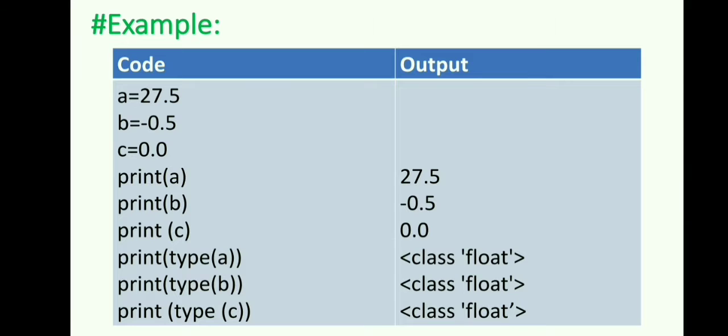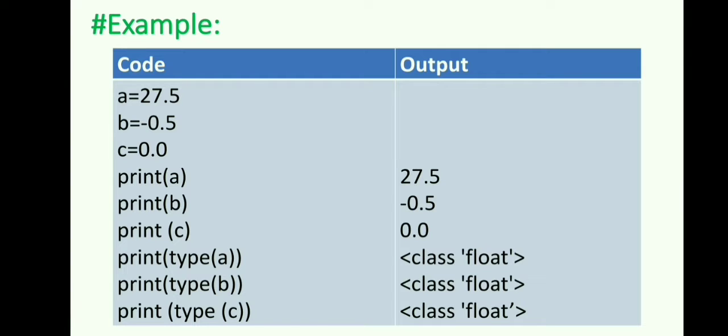Example. In this example, a floating point number 27.5 is assigned to the variable a. In the following statement, a floating point number minus 0.5 is assigned to the variable b. In the next statement, a floating point number 0.0 is assigned to the variable c. The following print statement, print a, will display the floating point number 27.5. The next print statement, print b, will display the floating point number minus 0.5. The statement print c will display the floating point number 0.0.